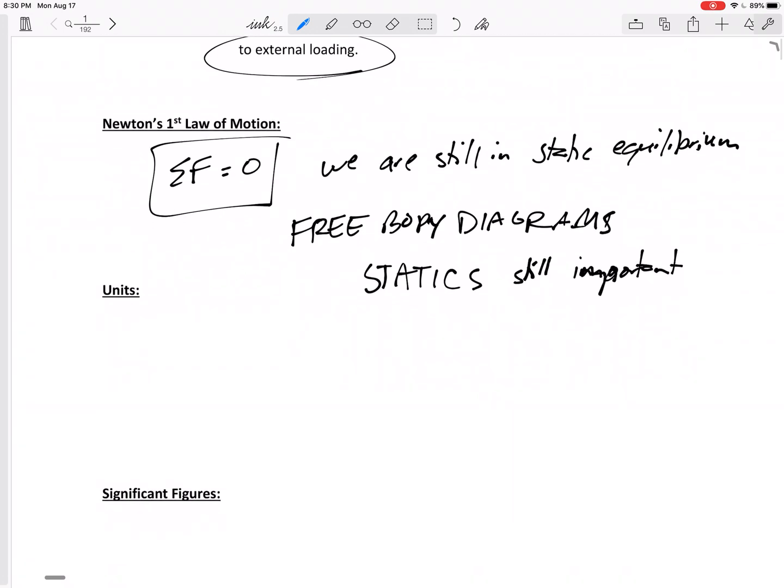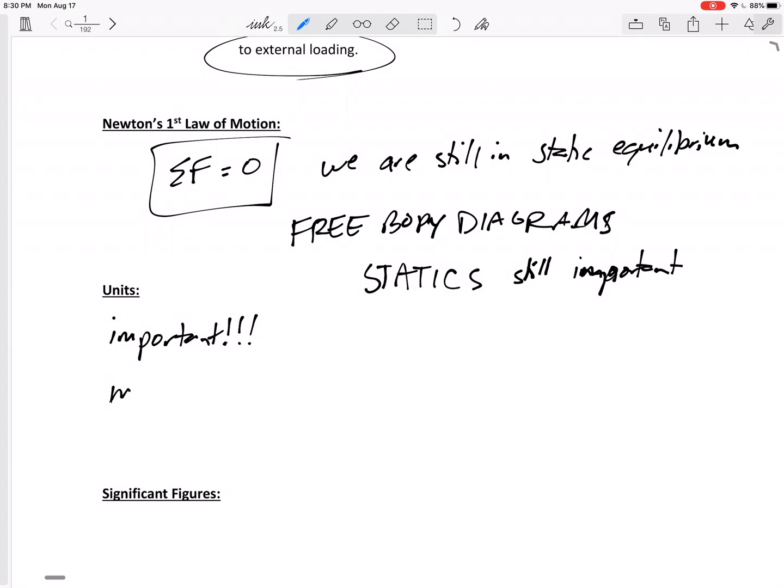All right, and then two quick things about my philosophy on units and significant figures. Units, important. Have to have units on your answers. Have to have units on your tests. Keep up with units throughout the problem, and it helps you. It points out mistakes that you're making. It can help you when you're unsure if something's correct.